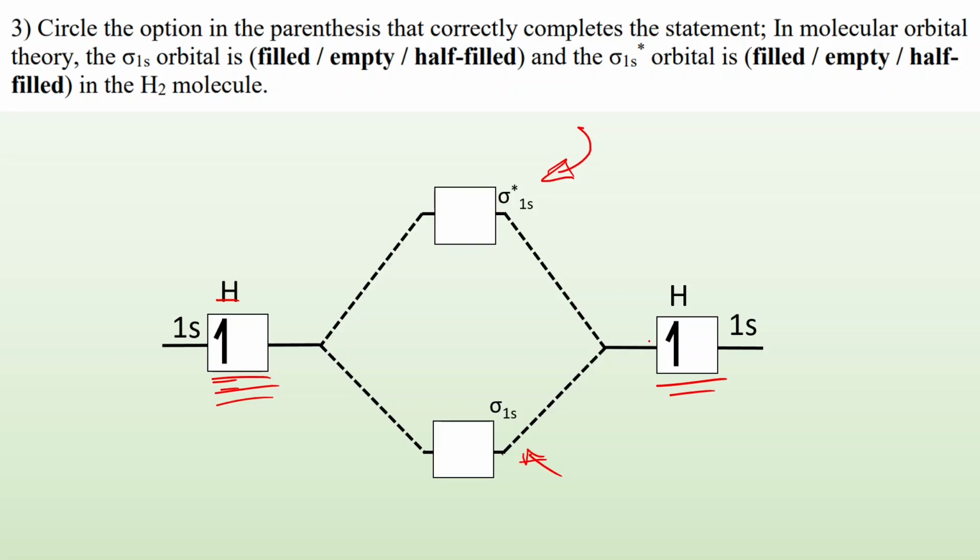So now we got to put those electrons into these bonding and anti-bonding molecular orbitals. So 2 electrons, I go 1, 2. All right, well, let's see. The sigma 1s orbital is filled, and the sigma 1s anti-bonding orbital is empty in an H2 molecule.